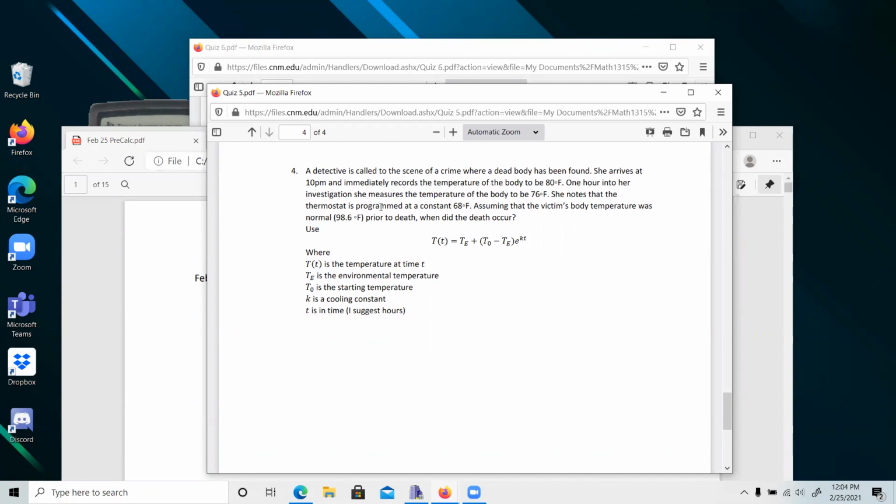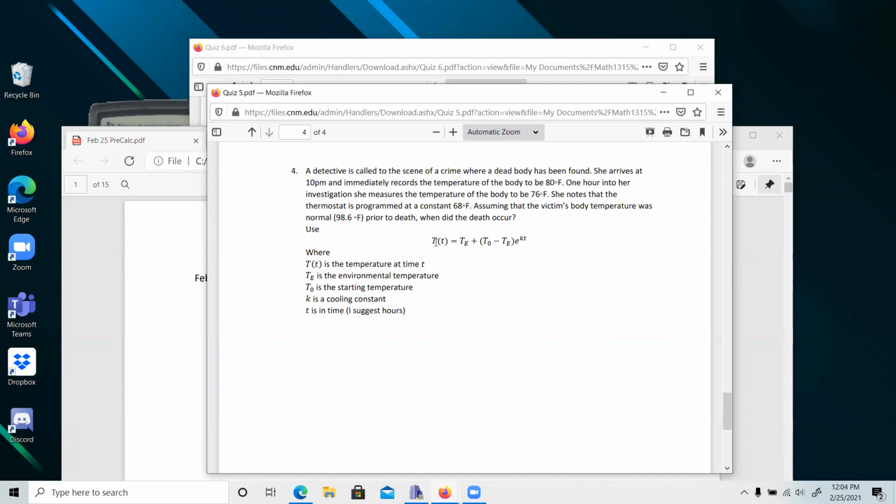So this is taken from a quiz I gave before, quiz 5. Here we have a detective who is called to the scene of a crime where a dead body has been found. She arrives at 10 p.m. and immediately records the temperature of the body to be 80 degrees Fahrenheit. One hour into her investigation, she measures the temperature of the body again to be 76 degrees Fahrenheit. She notes that the thermostat is programmed to be a constant 68 degrees Fahrenheit. Assuming the victim's body temperature was normal, 98.6, prior to death, when did the death occur?